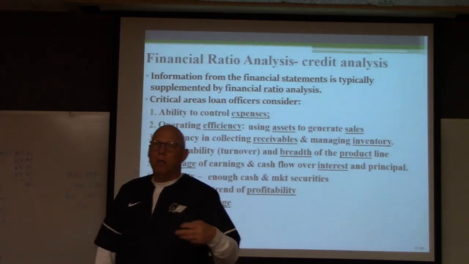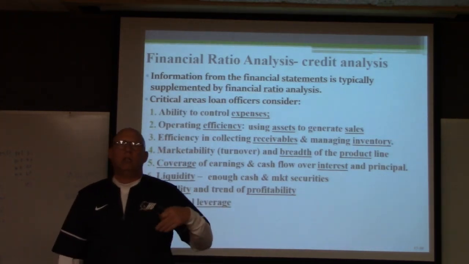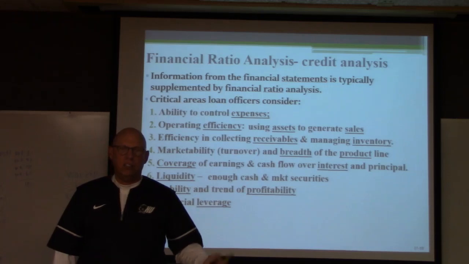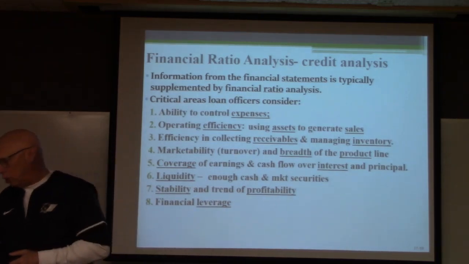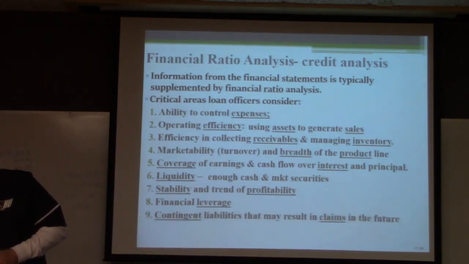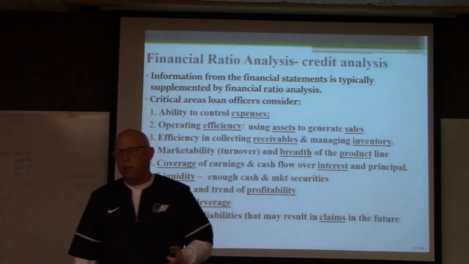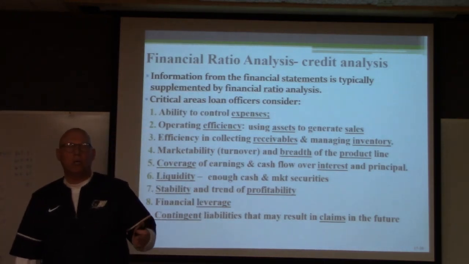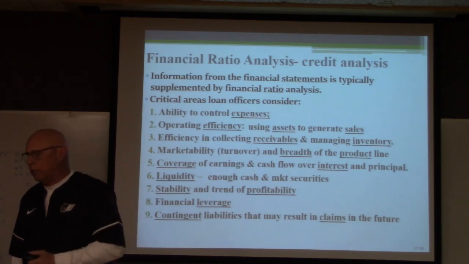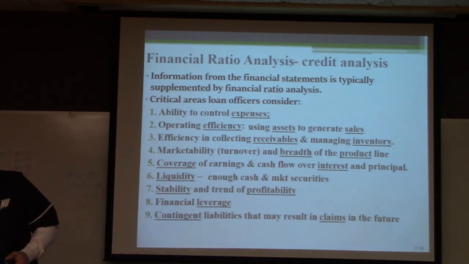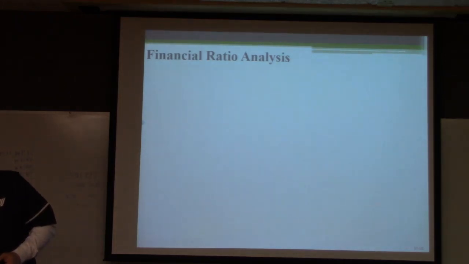All right. Then there's financial leverage. That's looking at the capital structure. It's ratios like debt to equity or debt as a percentage of total capital. Okay? And this is something that's interesting. Contingent liabilities, got to be careful of those. We'll drill down and get some details on that. Contingent liabilities that could result in claims against the company in the future.